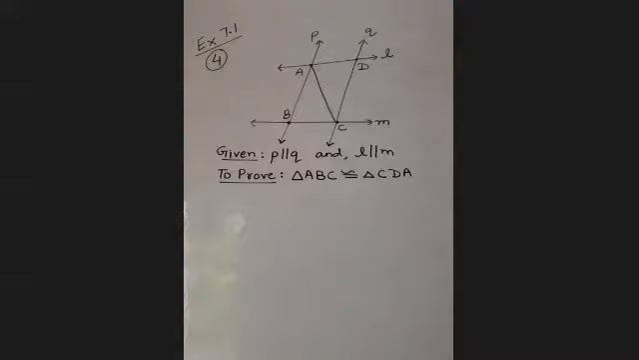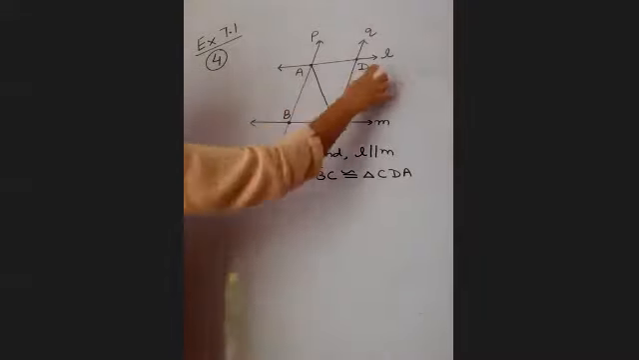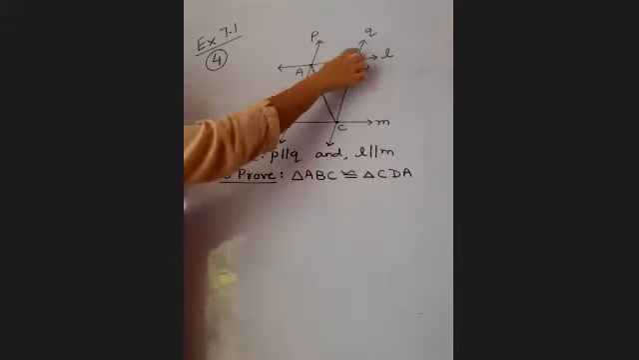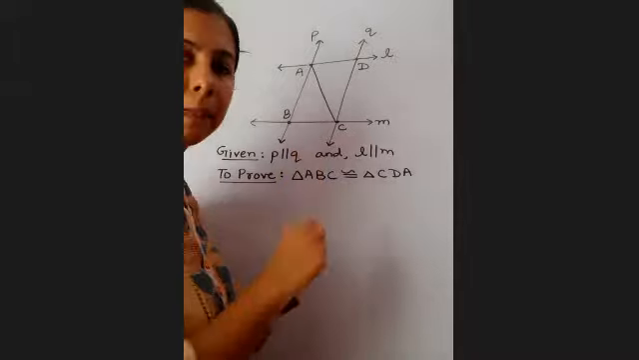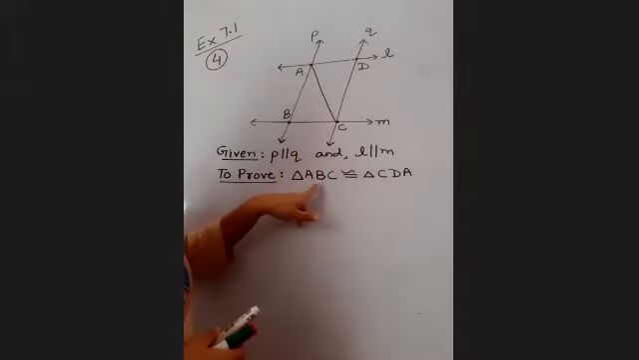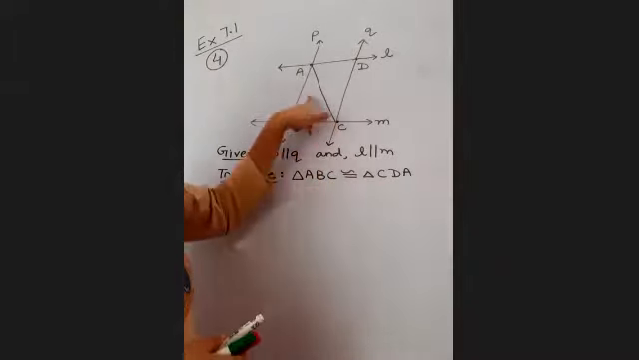In this question, we are given that L is parallel to M and P is parallel to Q. These two lines are given to be parallel, right? And we have to show, children, that triangle ABC is congruent to triangle CDA.